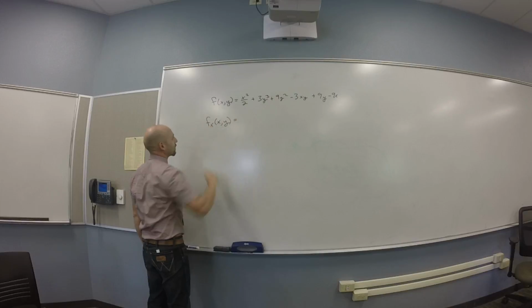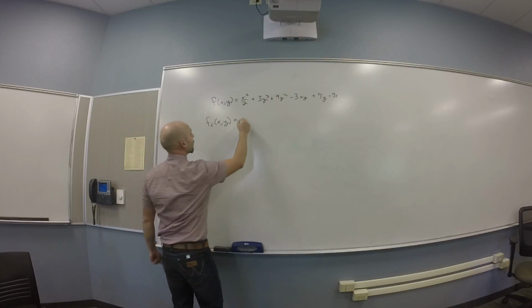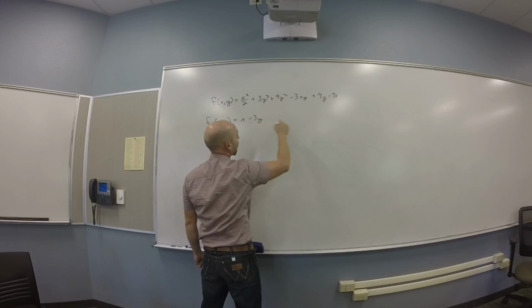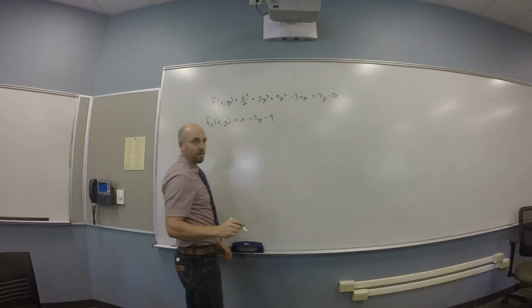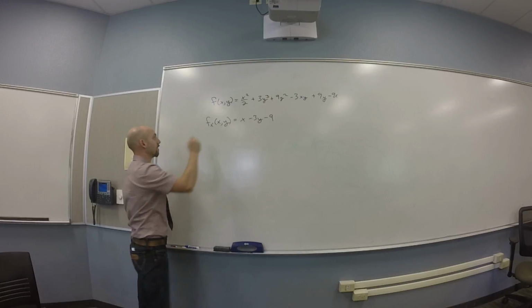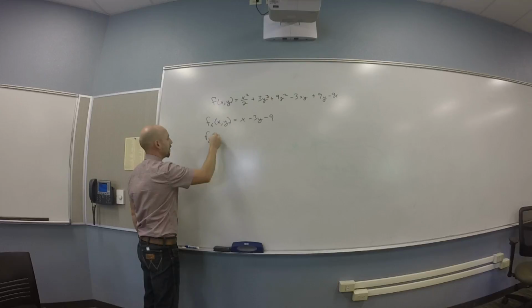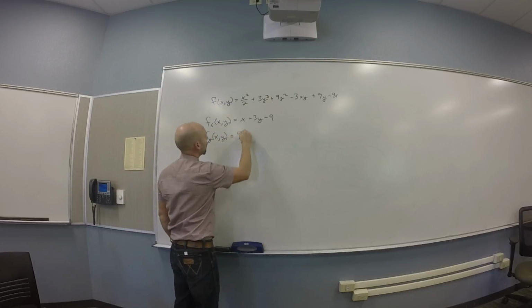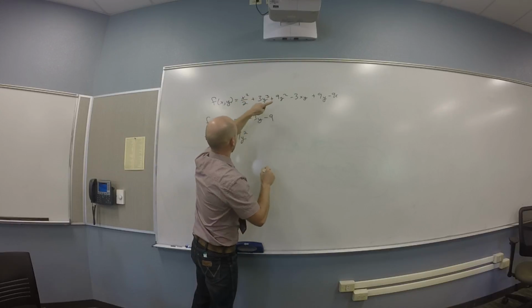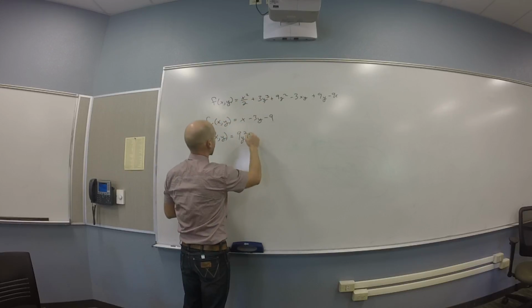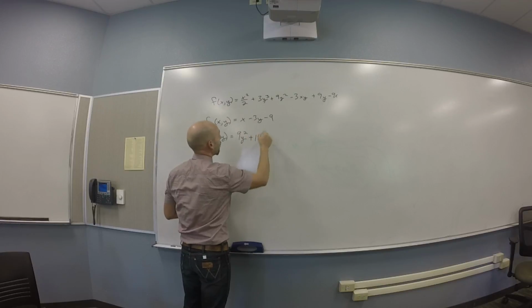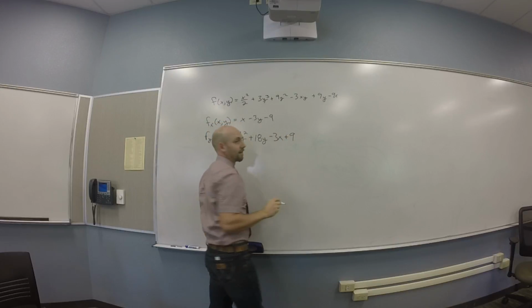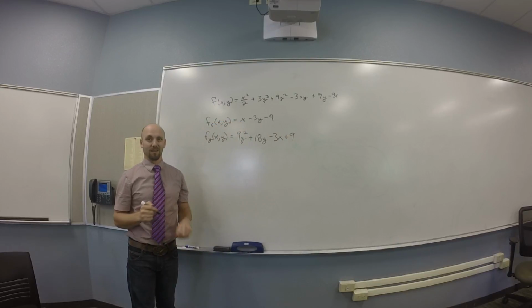Okay, so fx of x and y is x, that's zeros, minus 3y minus 9. And then fy of x and y is 9, okay, that's zeros, 9y squared minus 3x plus 18y, then it's minus 3x plus 9. You might want to have these down for later.